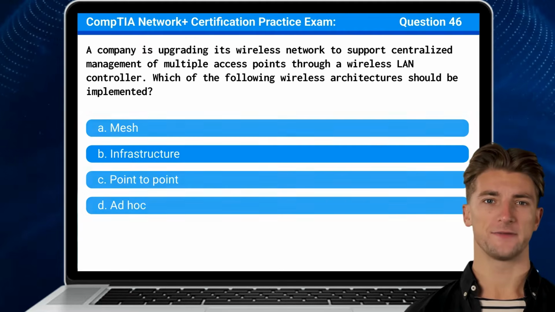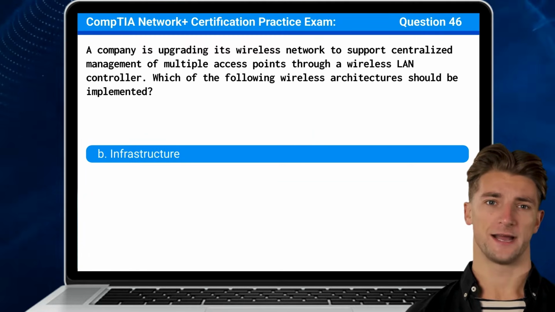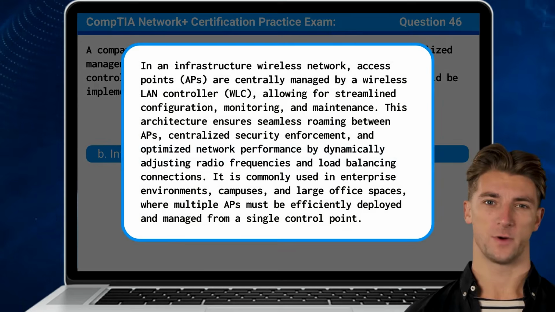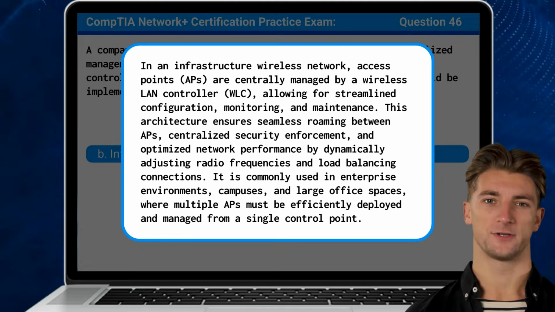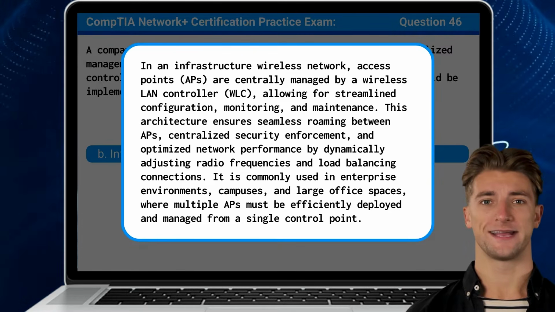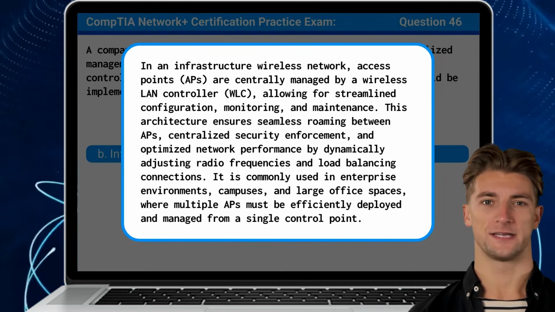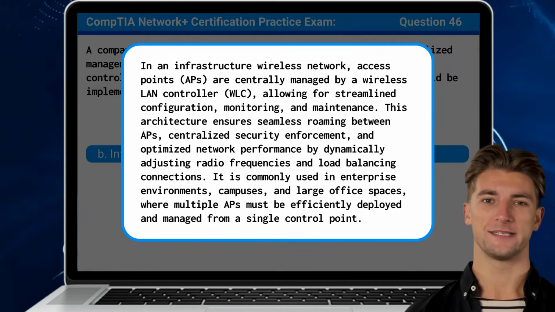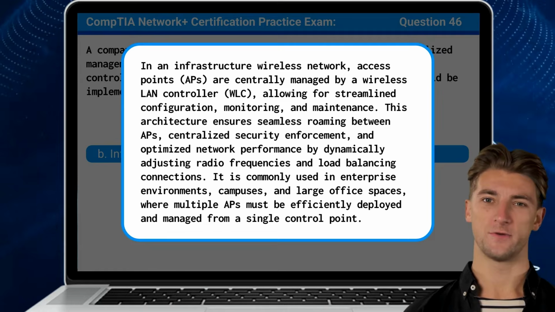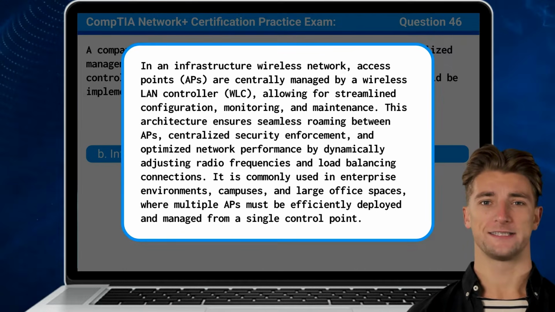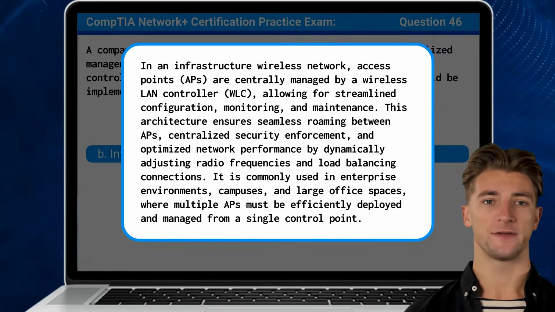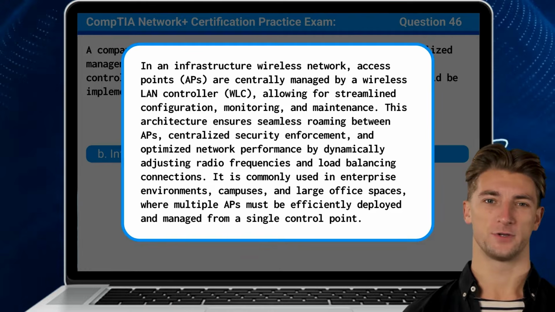The answer is B. Infrastructure. In an infrastructure wireless network, access points, or APs, are centrally managed by a wireless LAN controller, allowing for streamlined configuration, monitoring, and maintenance. This architecture ensures seamless roaming between APs, centralized security enforcement, and optimized network performance by dynamically adjusting radio frequencies and load balancing connections. It is commonly used in enterprise environments, campuses, and large office spaces, where multiple APs must be efficiently deployed and managed from a single control point.